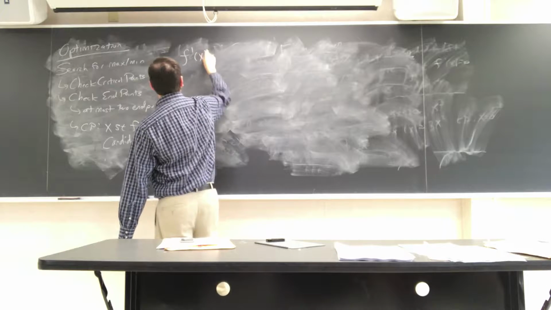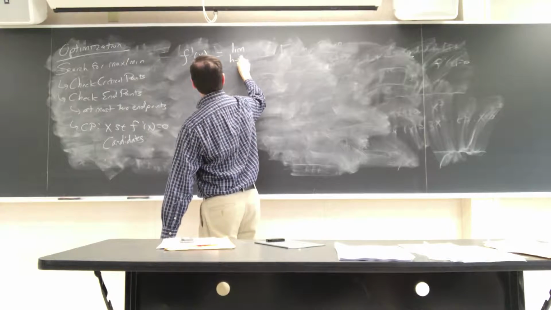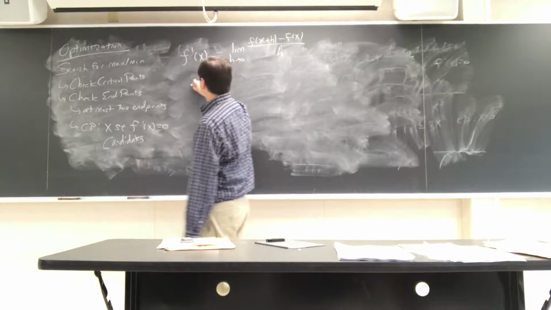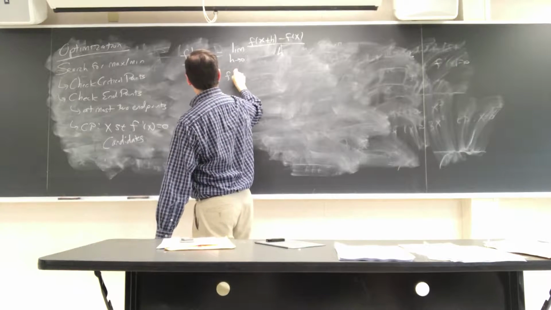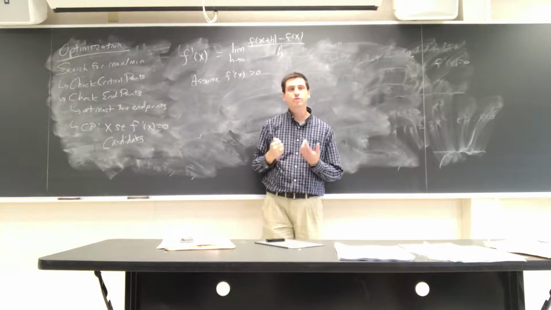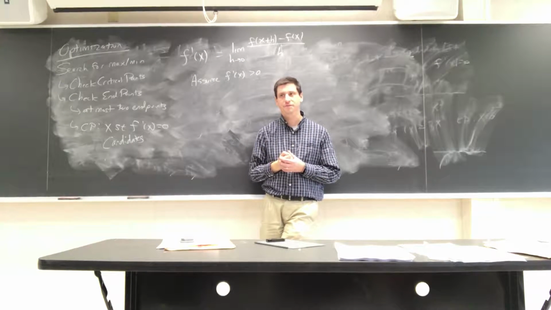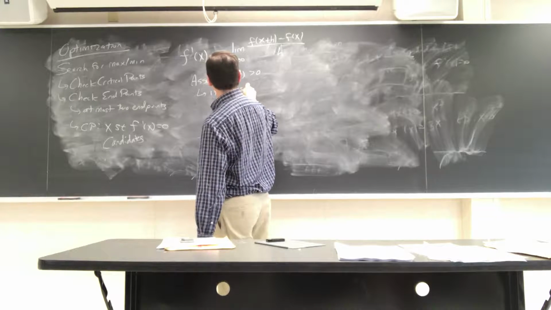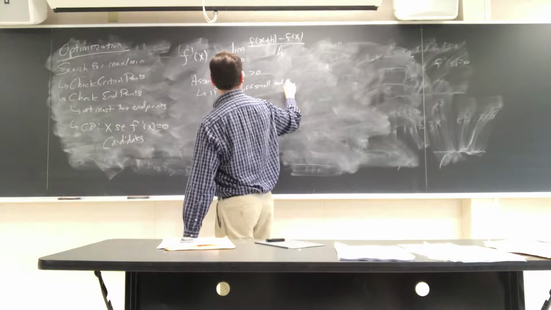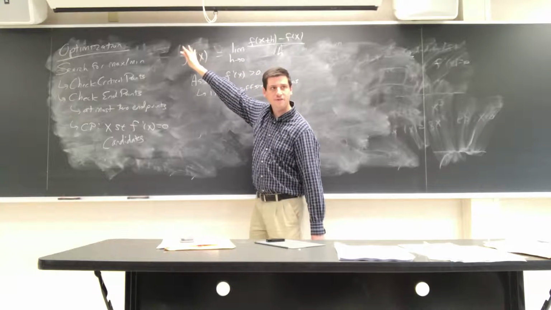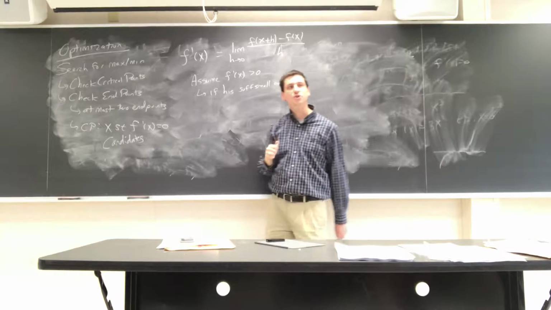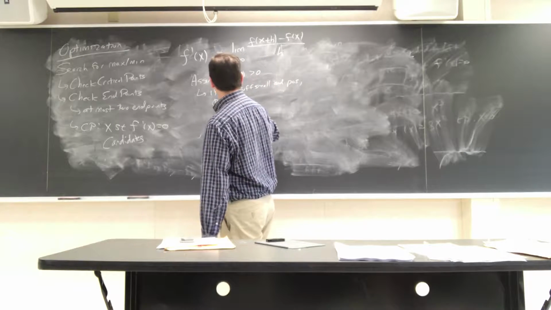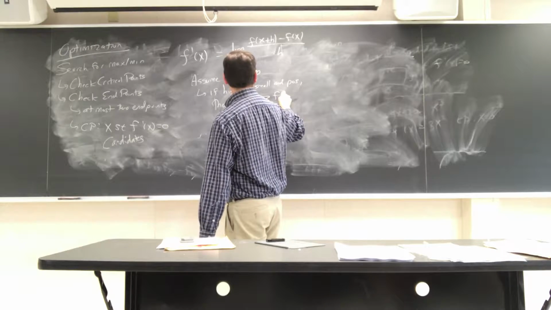So let's look at the derivative. F prime of x is the limit as h goes to 0 of f of x plus h minus f of x over h. Let's assume f prime of x is greater than 0. So we're assuming we have some point where the first derivative is positive. Well, if the first derivative is positive, if h is sufficiently small and positive, the denominator is positive. What must be true about the numerator? It must be positive. Then f of x plus h is greater than f of x.